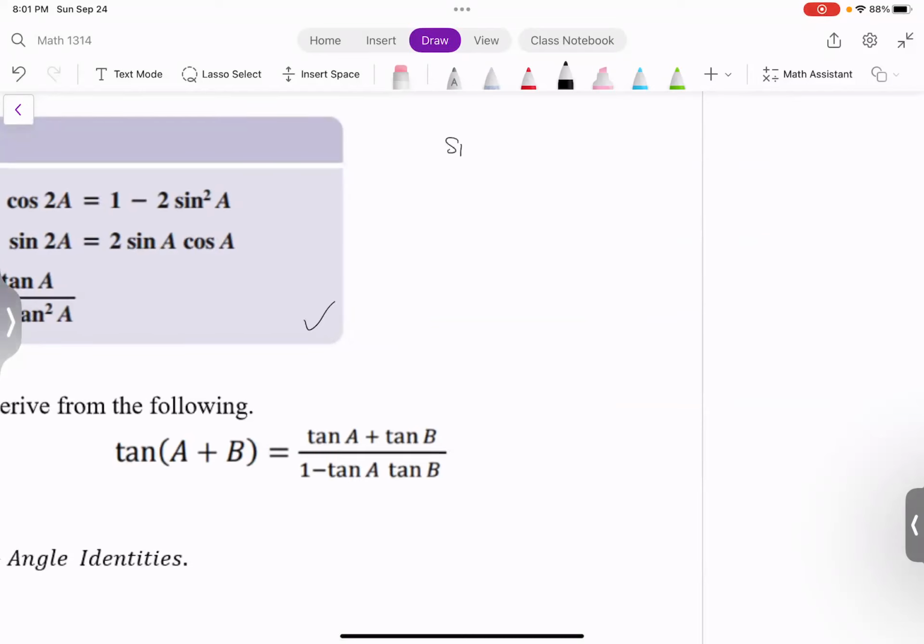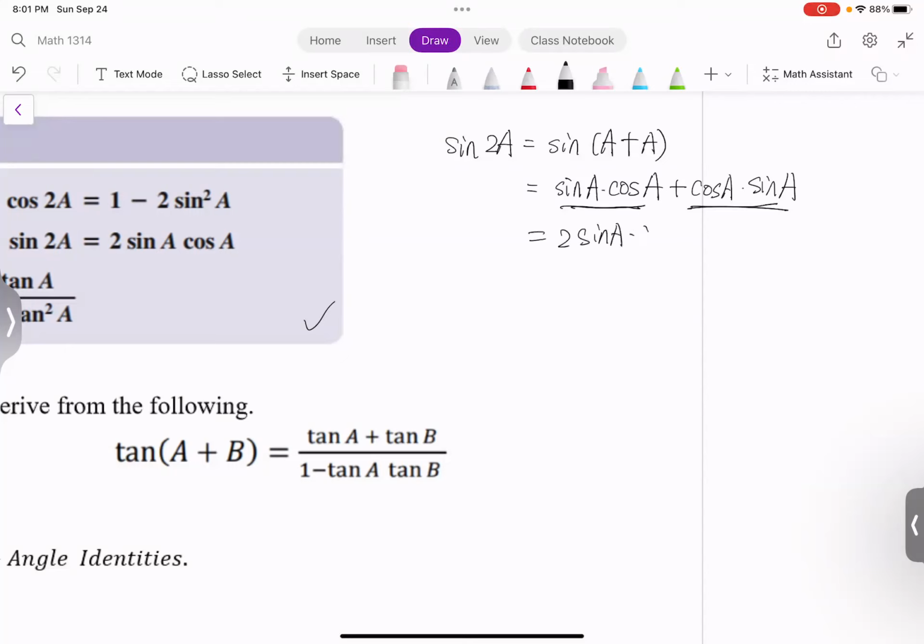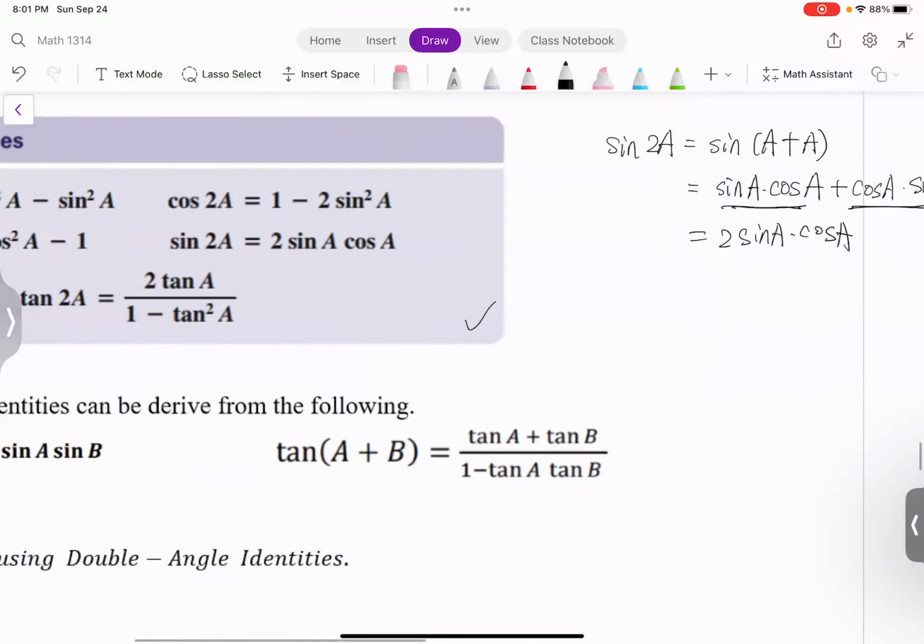For example, if I have sine 2a, then I know that sine 2a means sine of a plus a. What is the sum identity for sine? Sine of a plus a is sine a times cosine of the second angle a, plus cosine a times sine a. They are the same, because sine a cosine a equals cosine a sine a. So this is 2 sine a cosine a. This is the identity here.